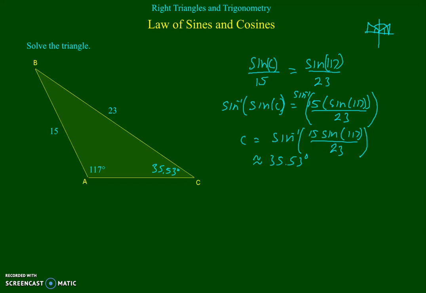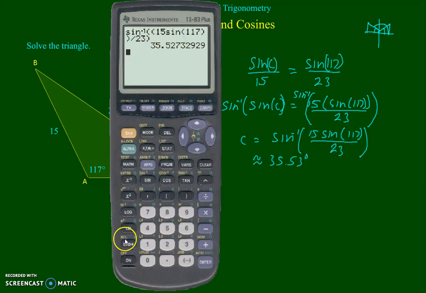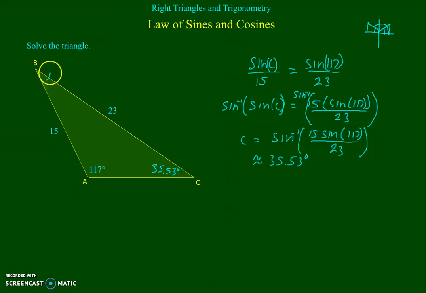So bringing back our calculator, we have the value there, so I'm just going to store it really quick into X. And then we're going to say 180 minus 117 minus this angle which we just stored in X. And so angle B then becomes 27.47. So this angle is 27.47.